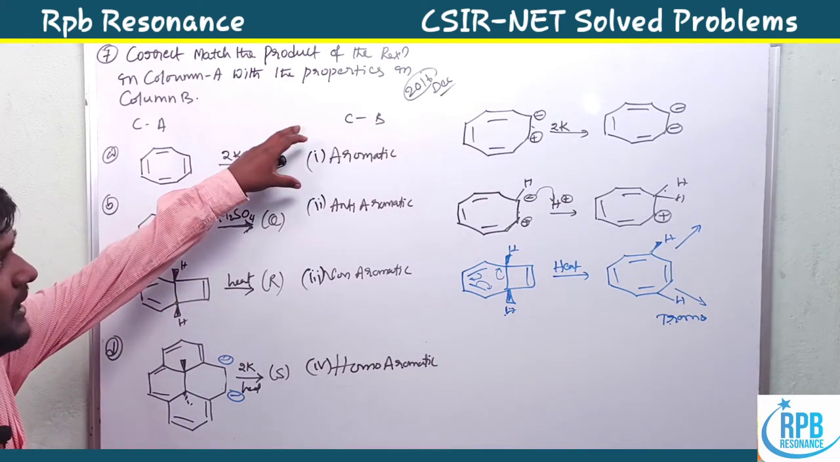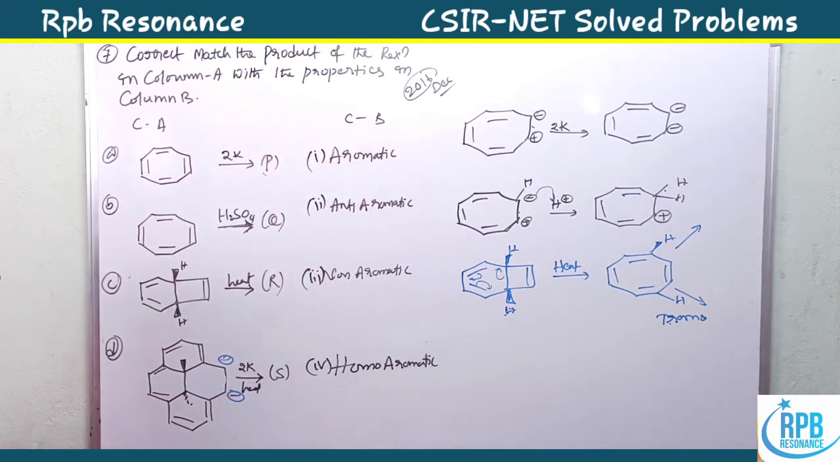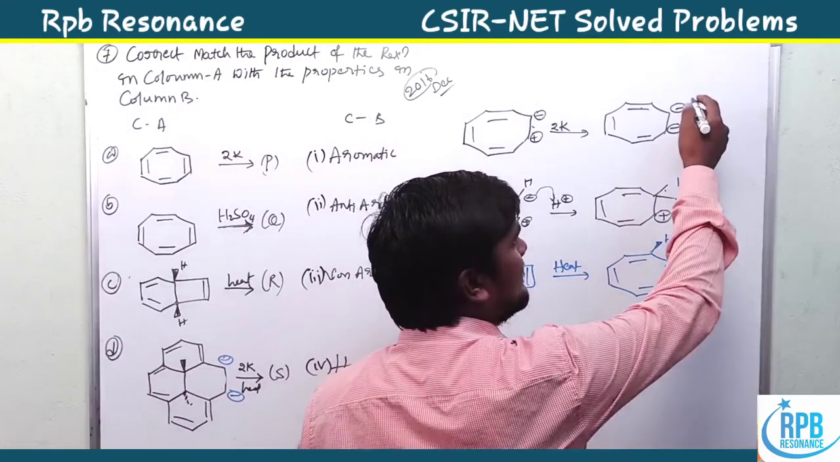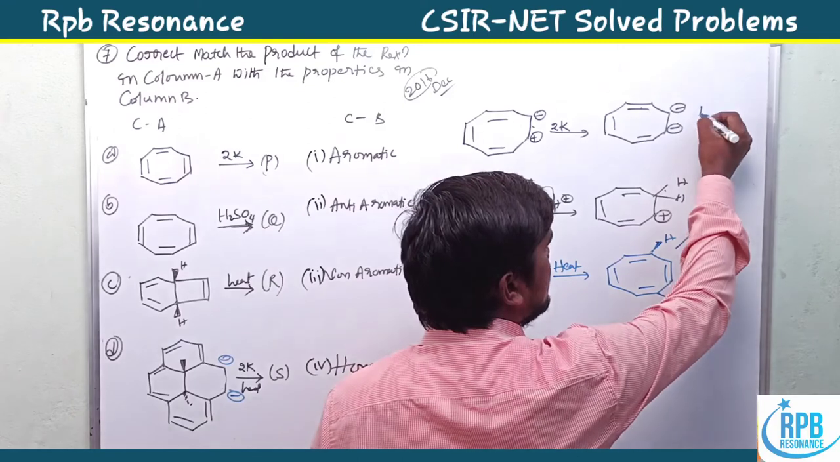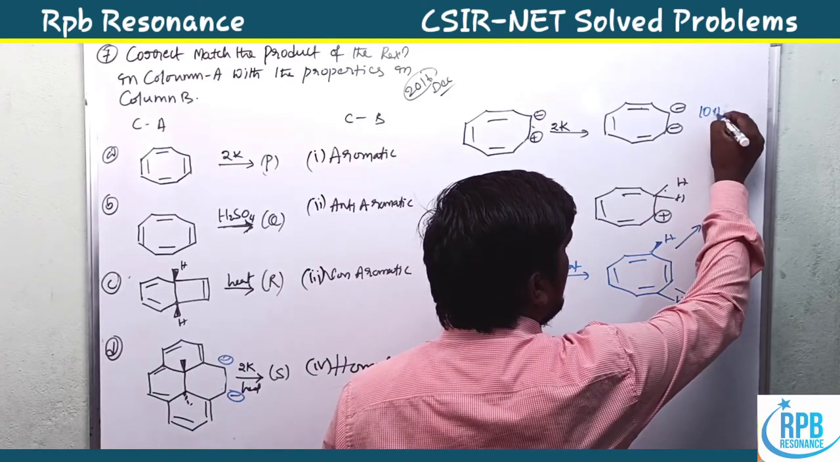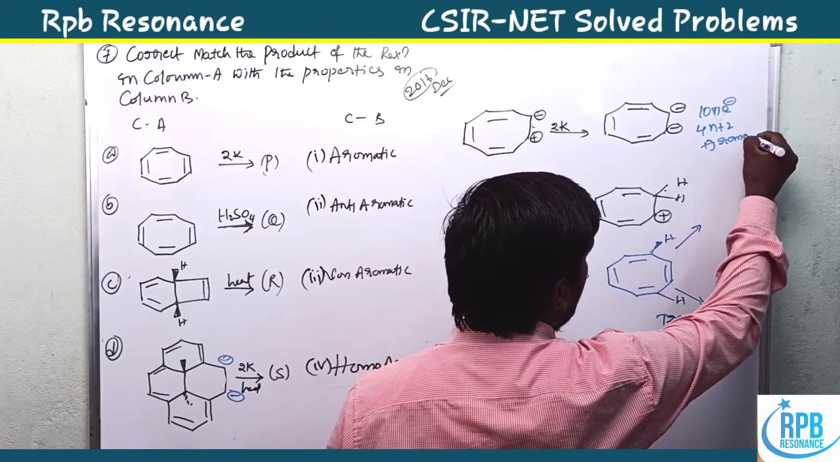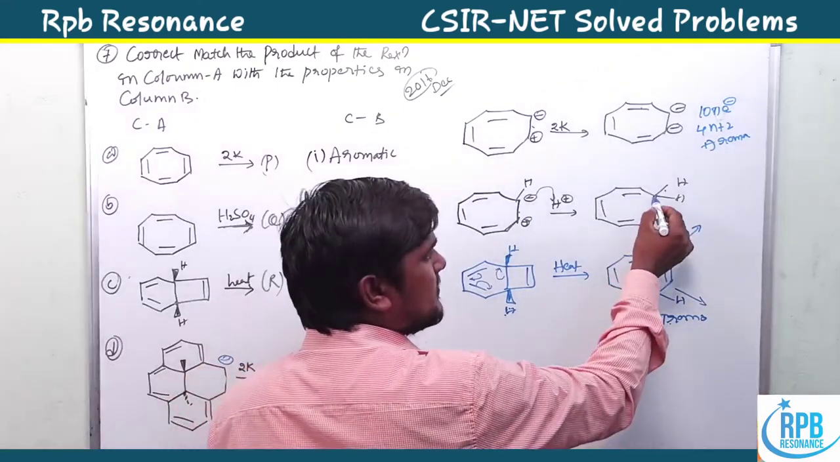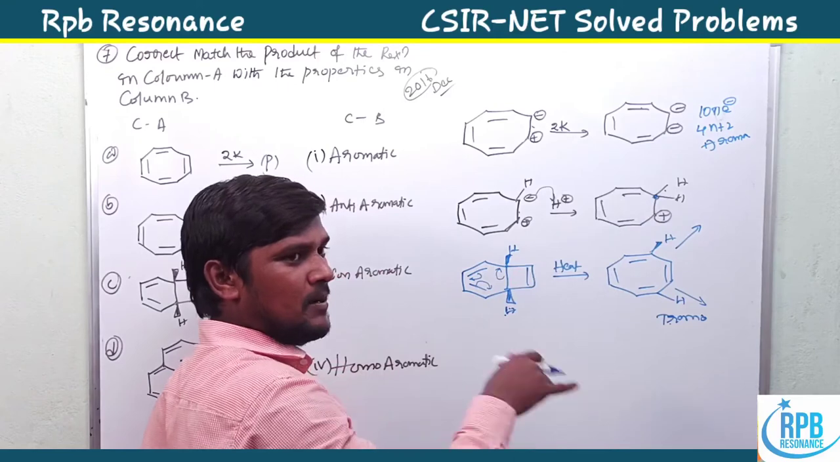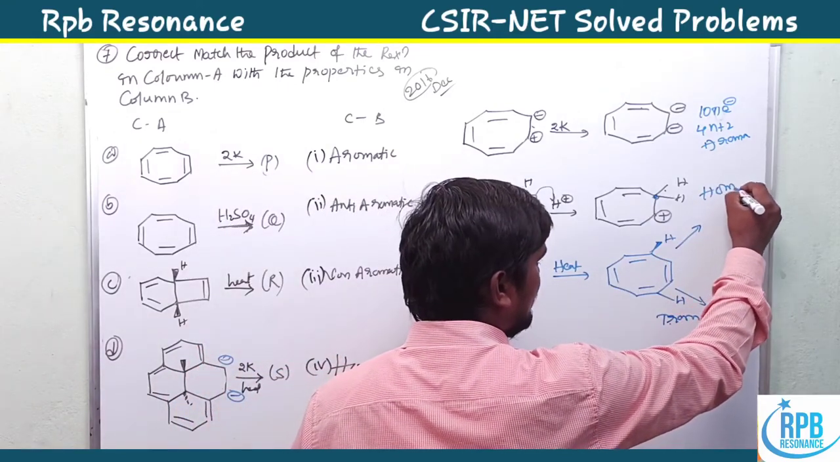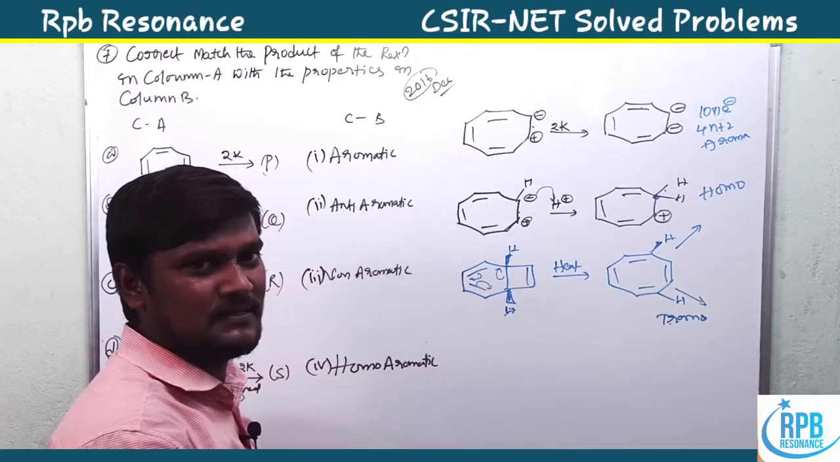Let us match the properties of column B. So here, how many electrons are there? 3 pi bonds, that means 6 electrons, 2 negative charges, 4 electrons, 10 pi electrons, which obeys the 4n plus 2, that's why it is aromatic in nature. Now here, one sp3 carbon is there, that is exactly vertical to the delocalized orbital, that's why it is homoaromatic, which is already explained in the first problem.